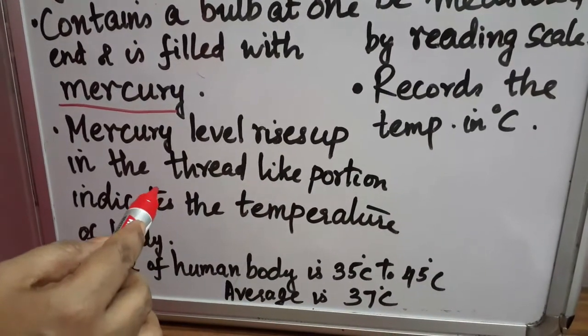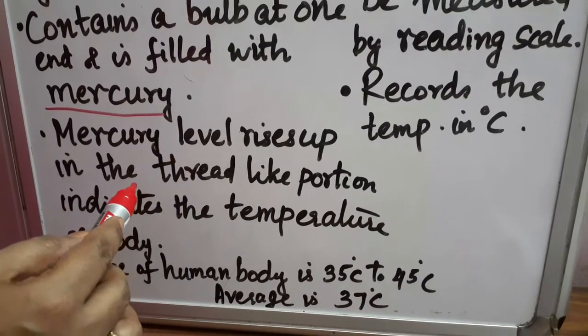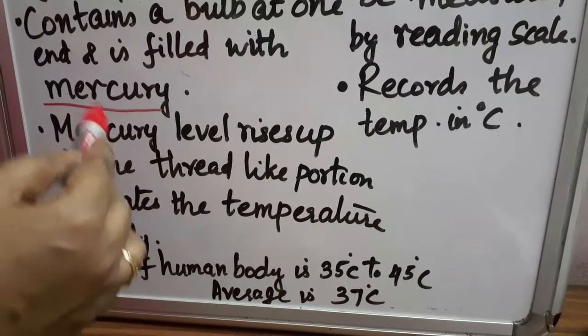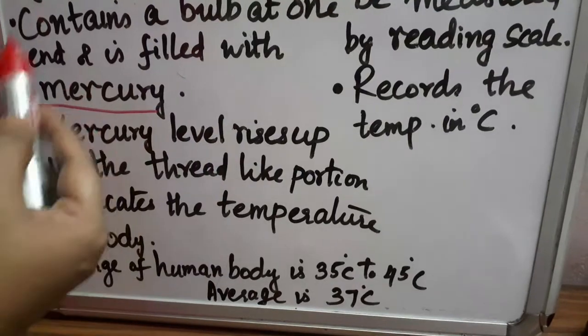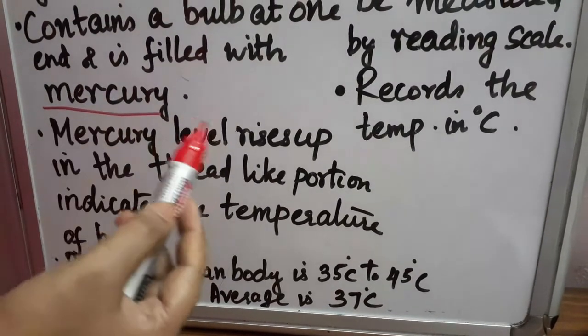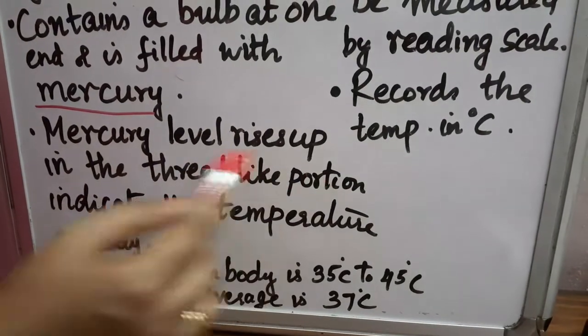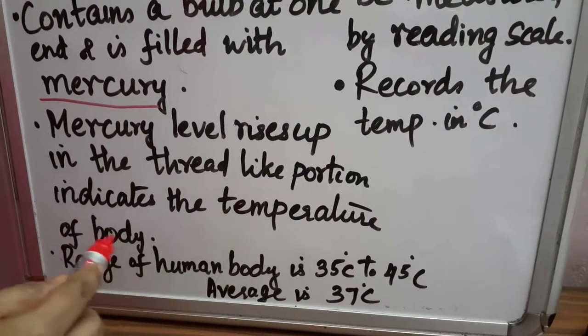The markings are there, and I will show the thermometer after this. So some markings are there. When the mercury is rising up, we can infer that we have fever. The mercury level rises in the thread-like portion and indicates the temperature of the body.